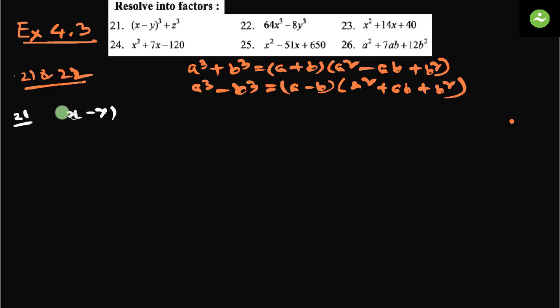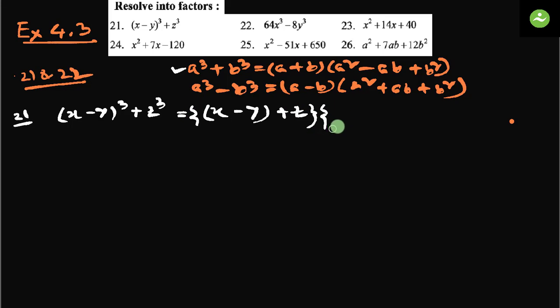x minus y whole cube plus z cube equals, we can apply straightaway this formula, a cube plus b cube, and a plus b means x minus y plus z. a square minus ab plus b square means x minus y square minus x minus y into z plus z square.